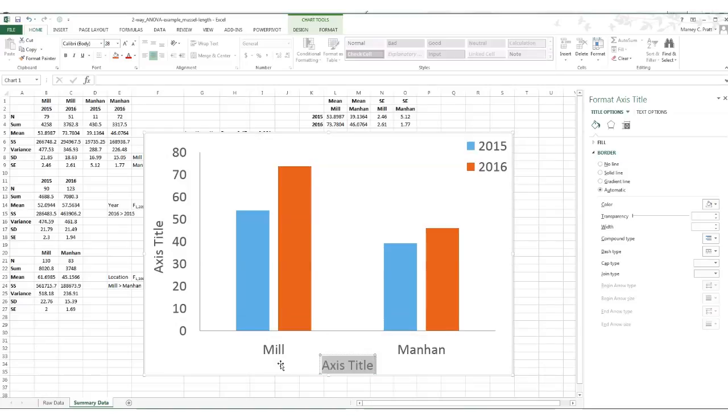So we need a label that describes both of the things, the labels shown on the axis. So in this case, it would be location. And our y-axis is our dependent variable. This is muscle length in millimeters.